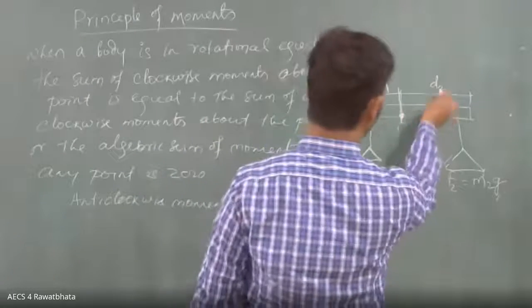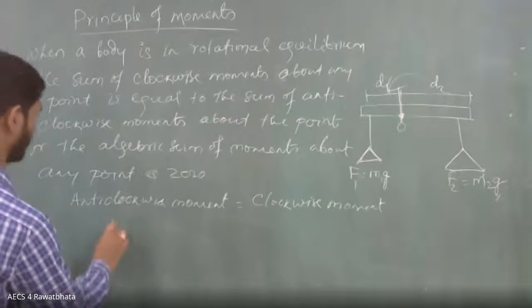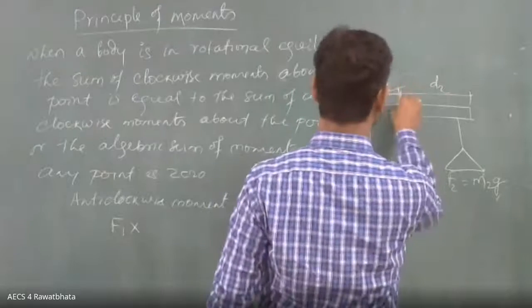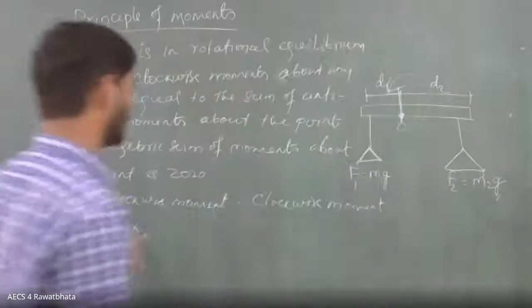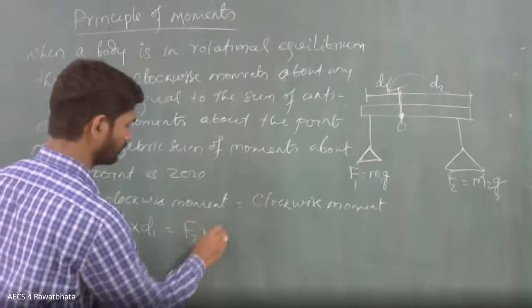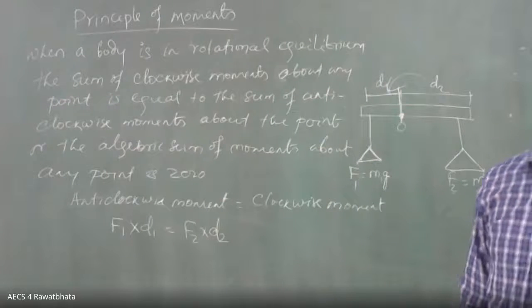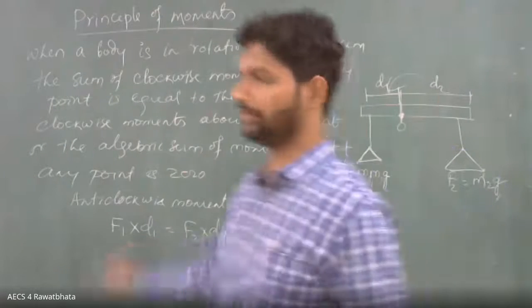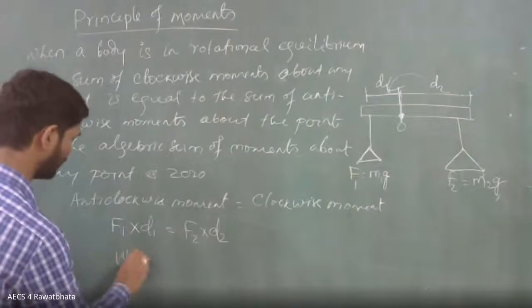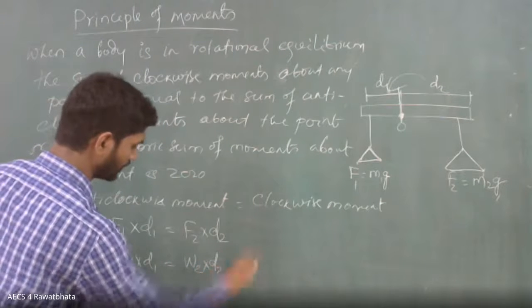So F1 is causing anti-clockwise movement like this. So I can write F1 multiplied by distance. Let us say this is D1 and this is D2. So F1 into D1 is equal to F2 into D2. Okay, so the moment of force says that F1 into D1 is equal to F2 into D2. Now F1 is nothing but the weight of the object only. So I can write it as W1 into D1, and that is equal to W2 into D2.